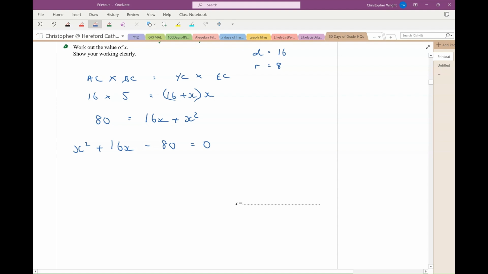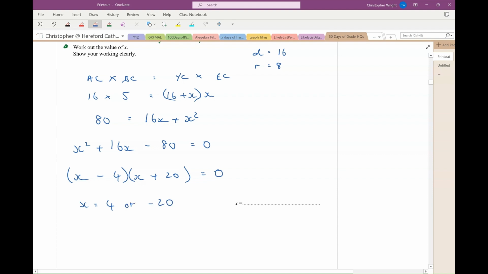So can I factorise this? I think I can. Let's have a look. Got to multiply to 80 and add to 16. 20 and 4 maybe, because one of them's plus, one of them's minus. Let's have a look. 20 and 4, plus 20 minus 4. That's going to give me minus 80 and it gives me plus 16. So look at that. My solutions are x is 4 or minus 20.